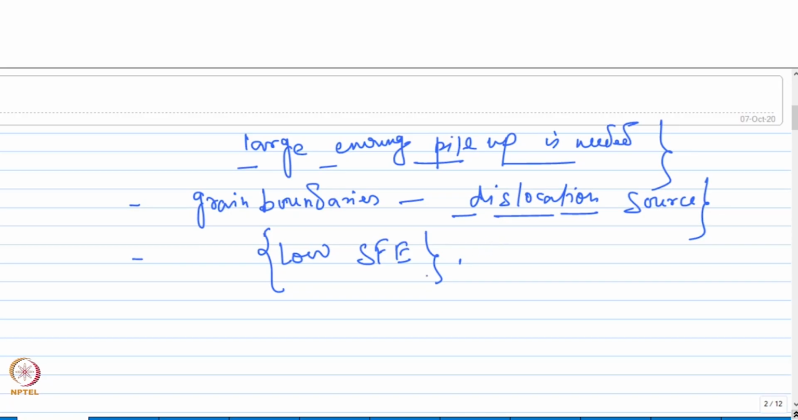But in both kinds of materials, that means low stacking fault energy as well as high stacking fault energy, the Hall-Petch relation is valid, right? So this theory cannot really explain the effect of stacking fault energy. And as I said, on the other hand, you also have grain boundaries acting as dislocation sources also.